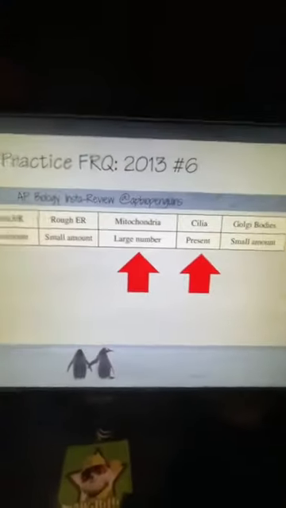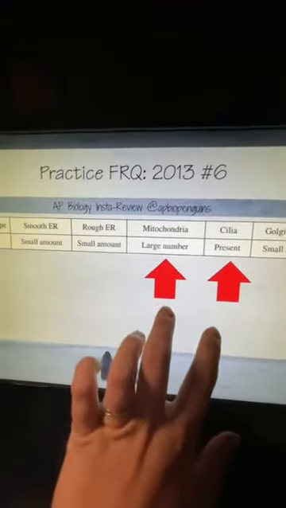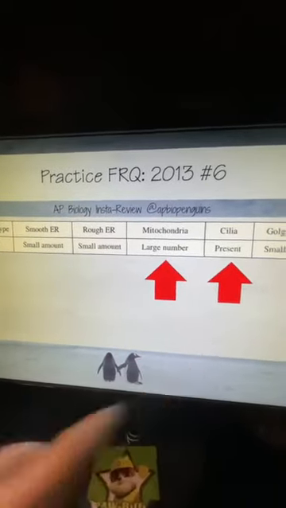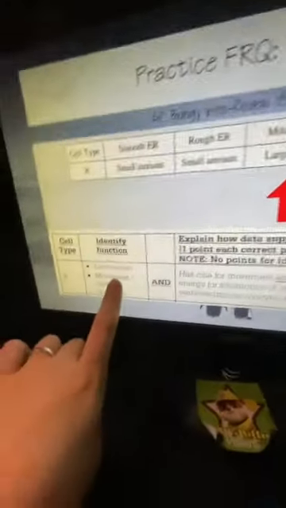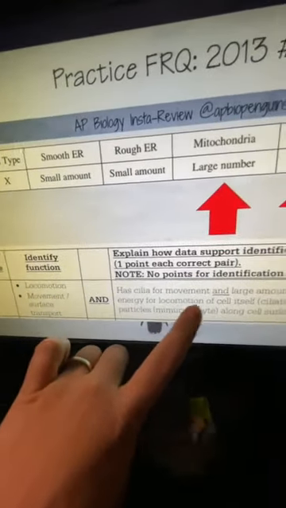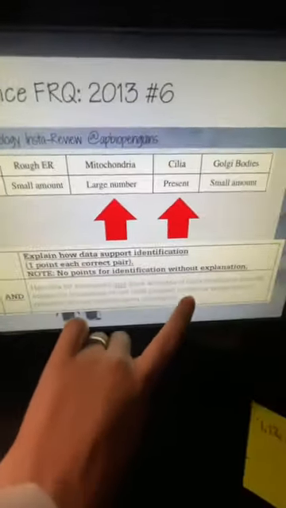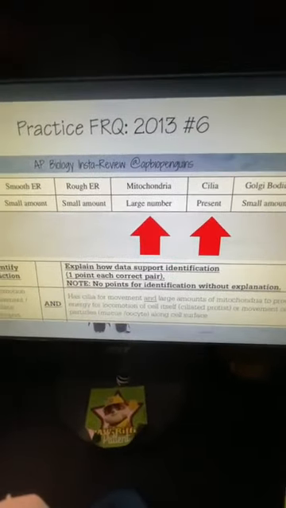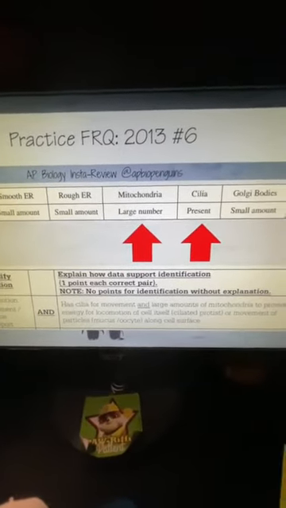So the big thing that we're looking at here is that it has mitochondria and cilia. Well, what does that mean? That must be in charge of movement. The cell must be part of locomotion or movement. And it's because of the fact that it has the cilia for the movement and it has a large amount of the mitochondria, which is needed to provide the energy for that process, okay?